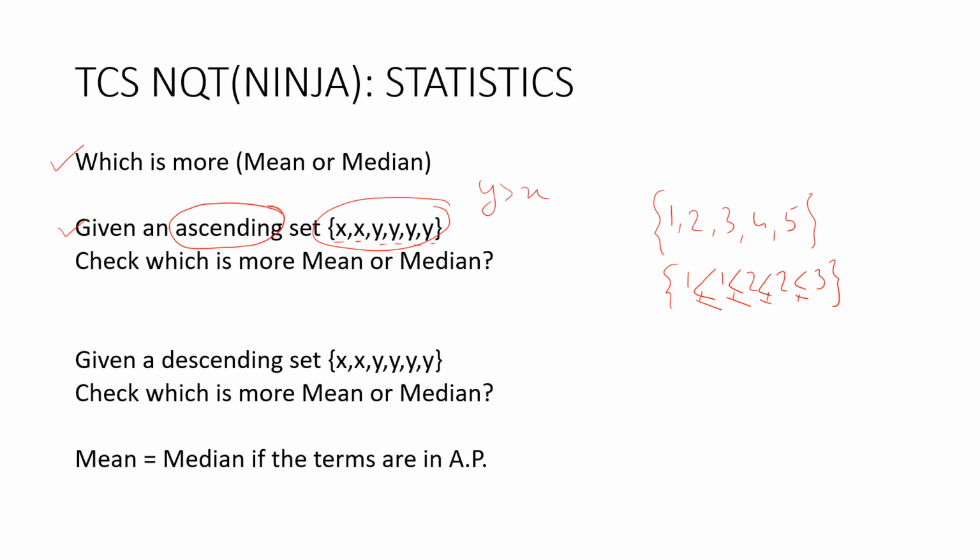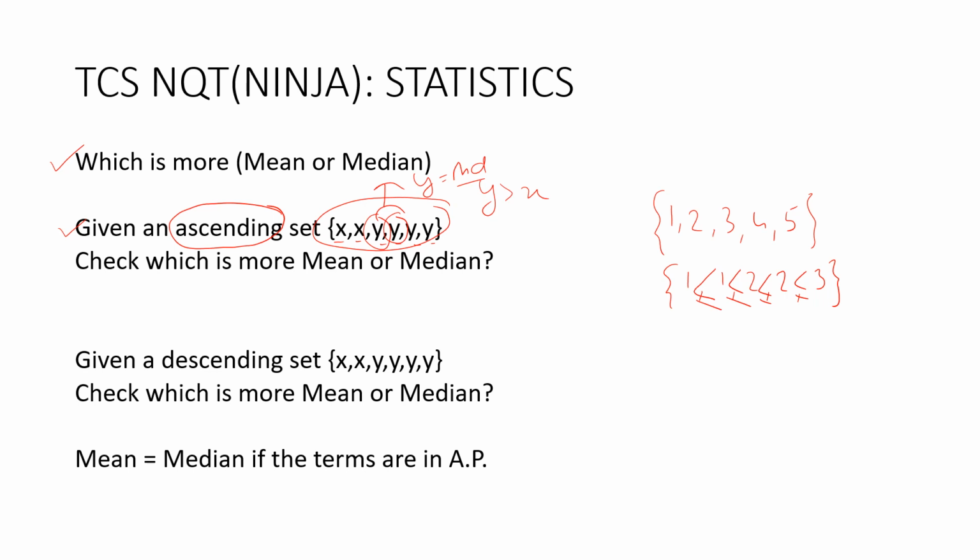Now if y is more than x and we needed to compare mean and median, what is going to be my median over here? Okay, so I have 6 terms, I have 2 middle terms, both of them were y. Take their average and their median is going to be y again. So for this set, my median is y.